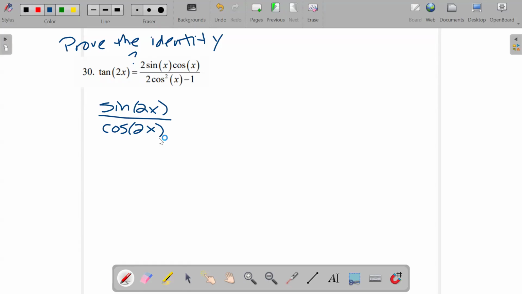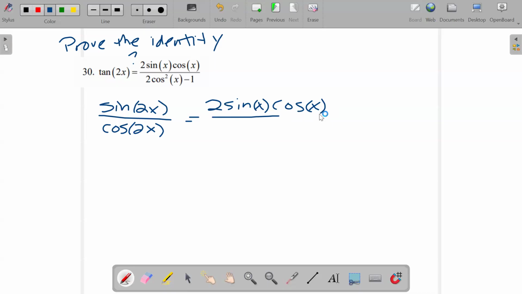Sine double angle. What is the sine of twice an angle equal to? I believe I can rewrite the numerator as, oh, that's already up there. 2 sine of x, cosine of x. Okay, so my numerators are equal. This identity is true if the denominators are equal.